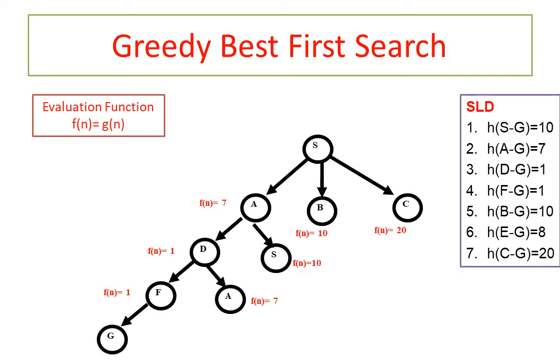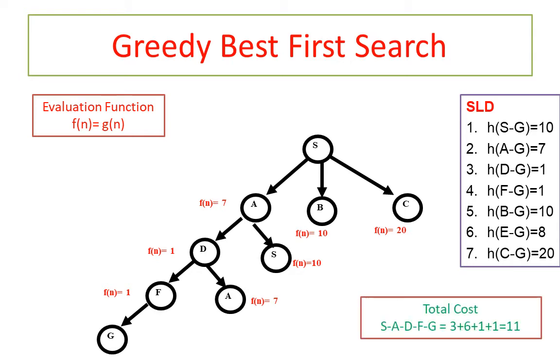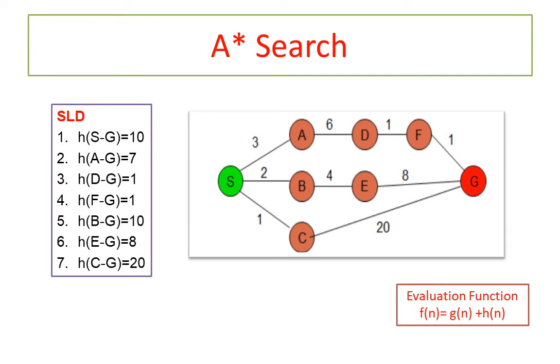From F we have the path to the final goal node G, and the evaluation function is again 1. So we are calculating the total cost. The path we have chosen is S to A to D, D to F, and F to G. The path cost from S to A is 3, then A to D is 6, then D to F is 1, and F to G is 1. Therefore it is equivalent to 11. So this is the total cost. Next we see about A star search.